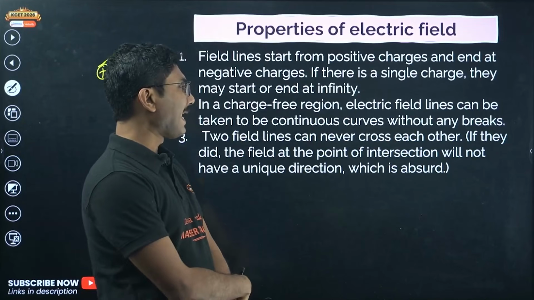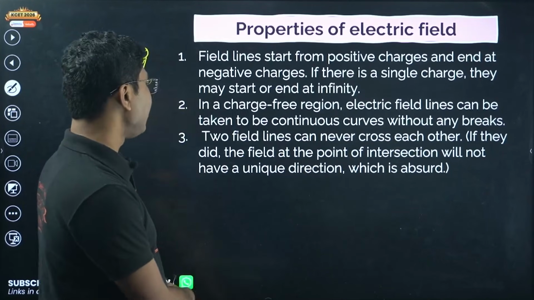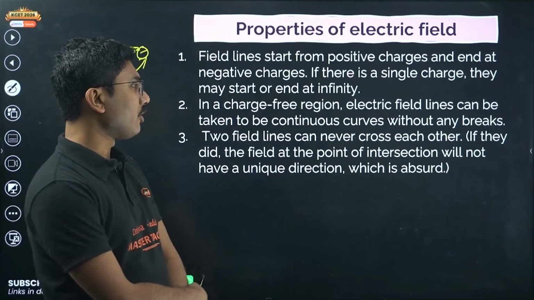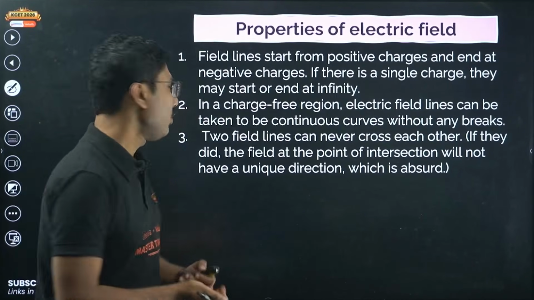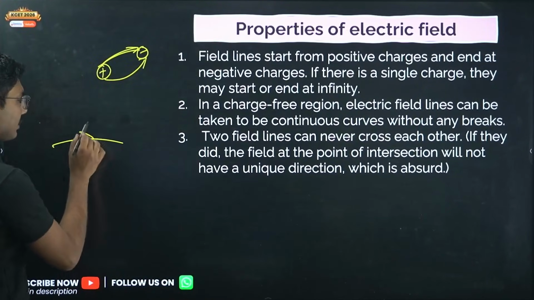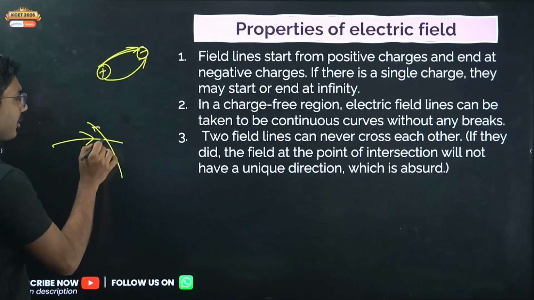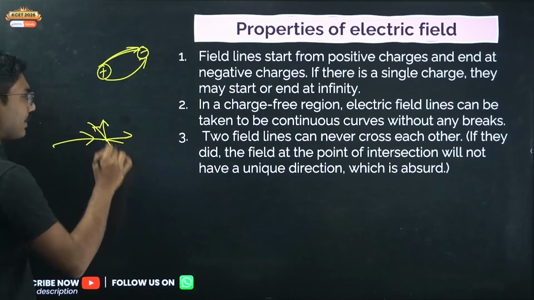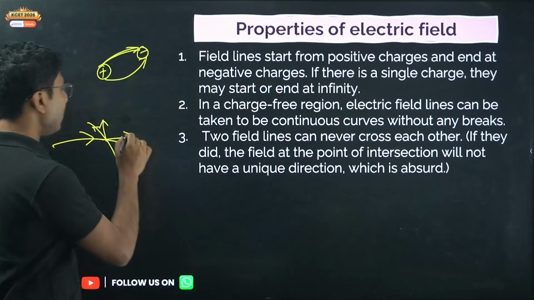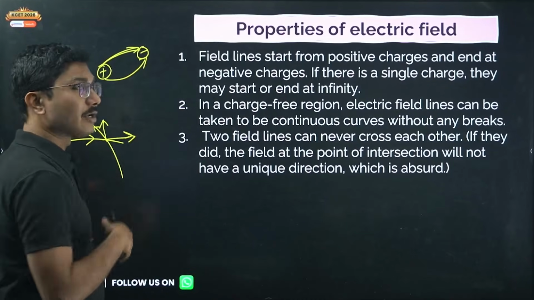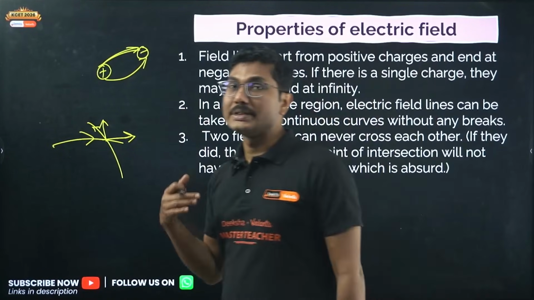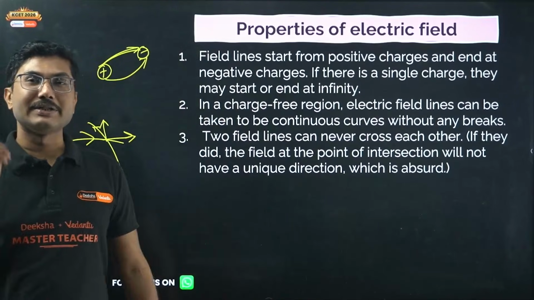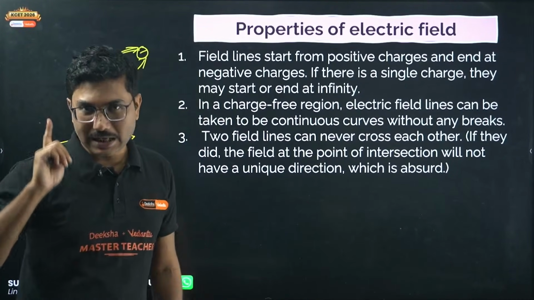Two field lines can never cross each other. If they did, the field at the point of intersection will not have a unique direction, which is absurd. If they did, at this point of intersection, if you draw the tangent that represents the direction of the electric field, it will not be unique. There are two possible directions of electric field, which is not possible. Electric field is a vector quantity, so at each and every point only one direction is allowed.